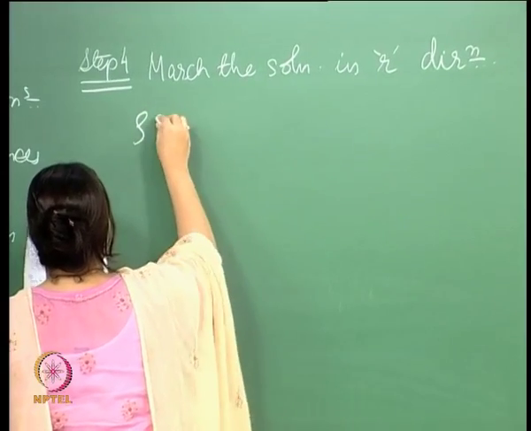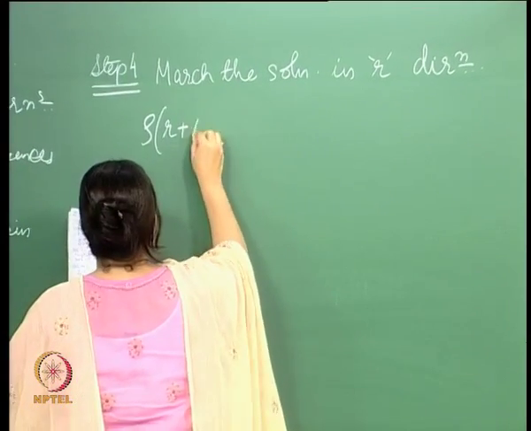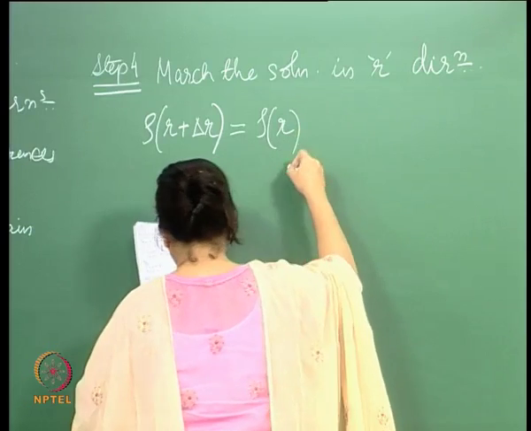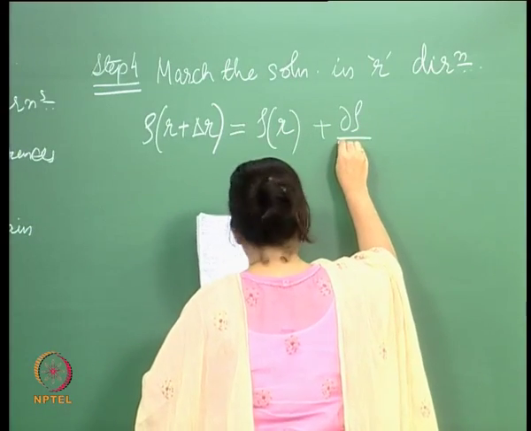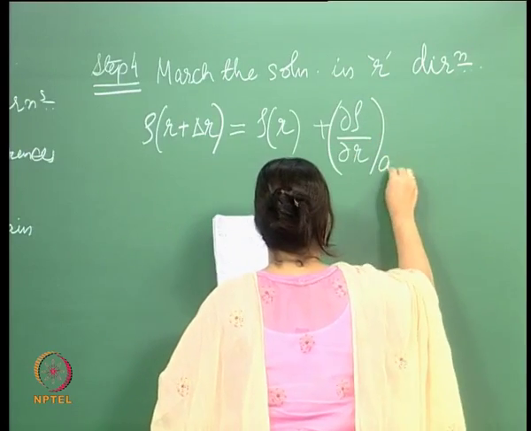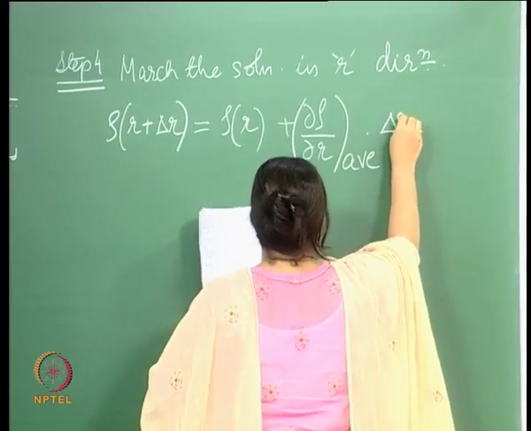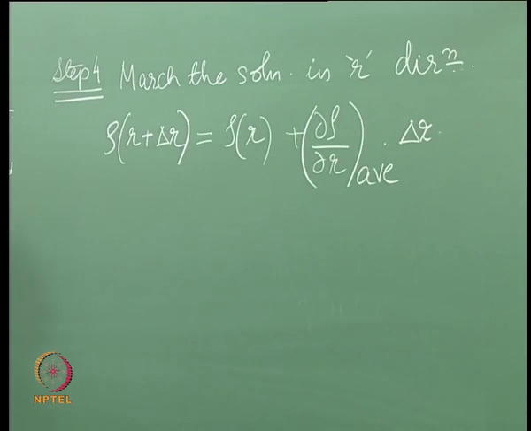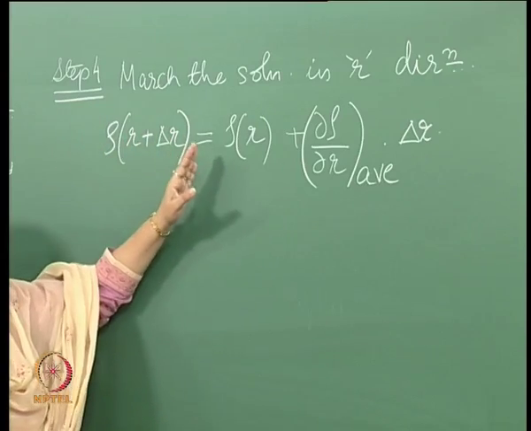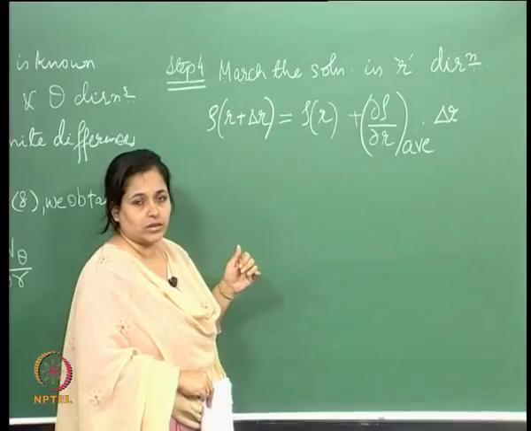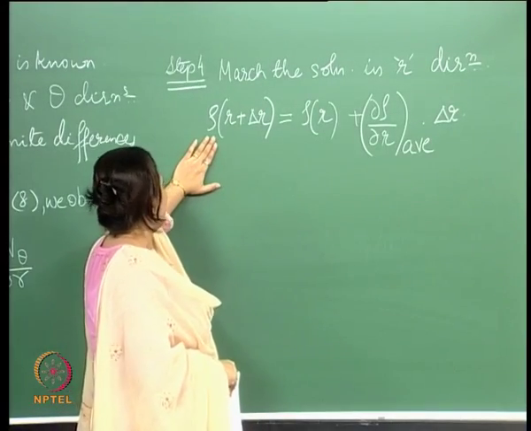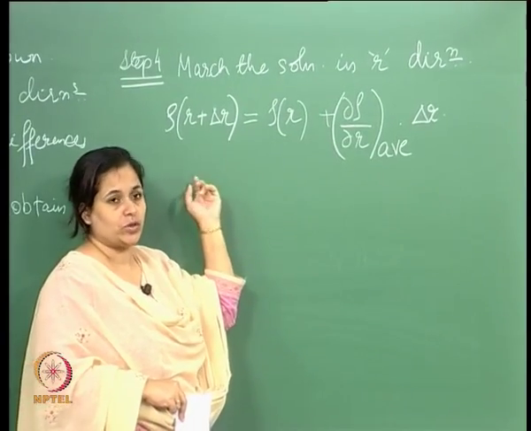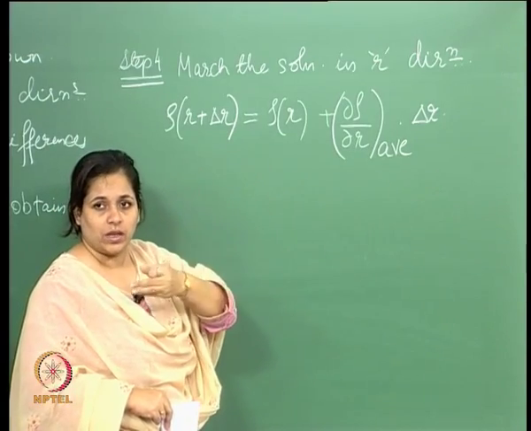Which is say density. Okay, let us just try and understand what this means out here. If I march the solution in the r direction, what I am saying here is that the density here, this could be any property, which could be out of the 7: the density, temperature, velocities, etc.